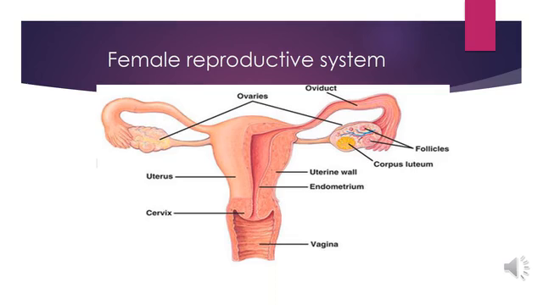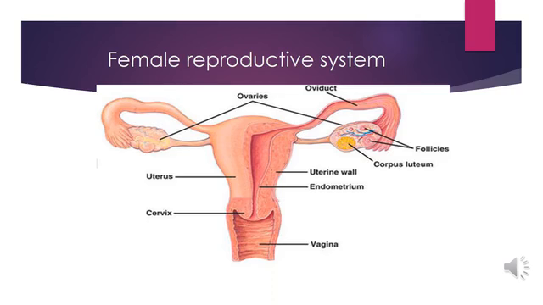Now let us take a look at the female reproductive system. The female reproductive system, remember, is in charge of production of ova as well as secretion of female sex hormones, which are estrogen as well as progesterone. The female reproductive system is made of the ovaries, the fallopian tube or oviduct, the uterus, the cervix, as well as the vagina. Of course, you might find other parts like the uterine wall as well as the endometrium.